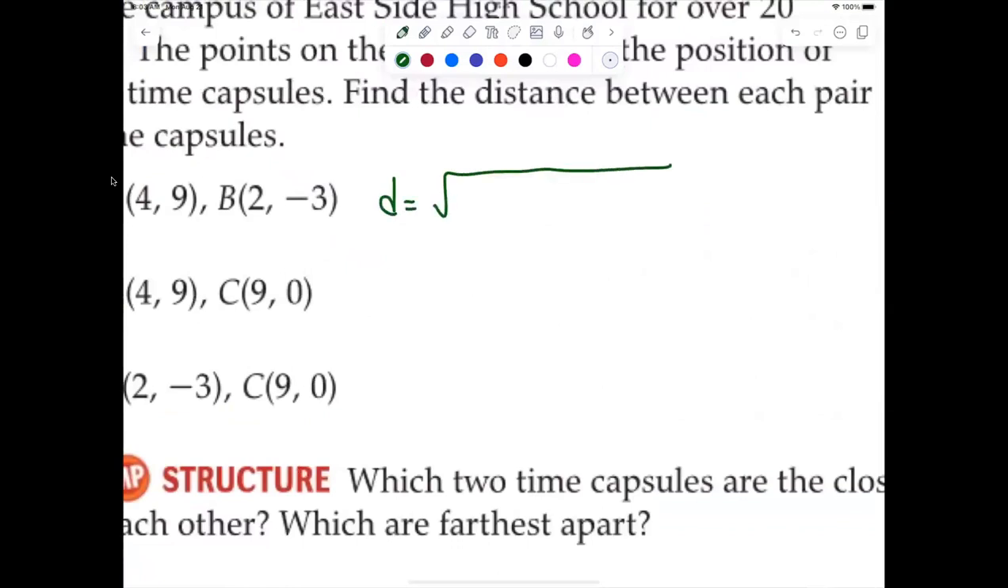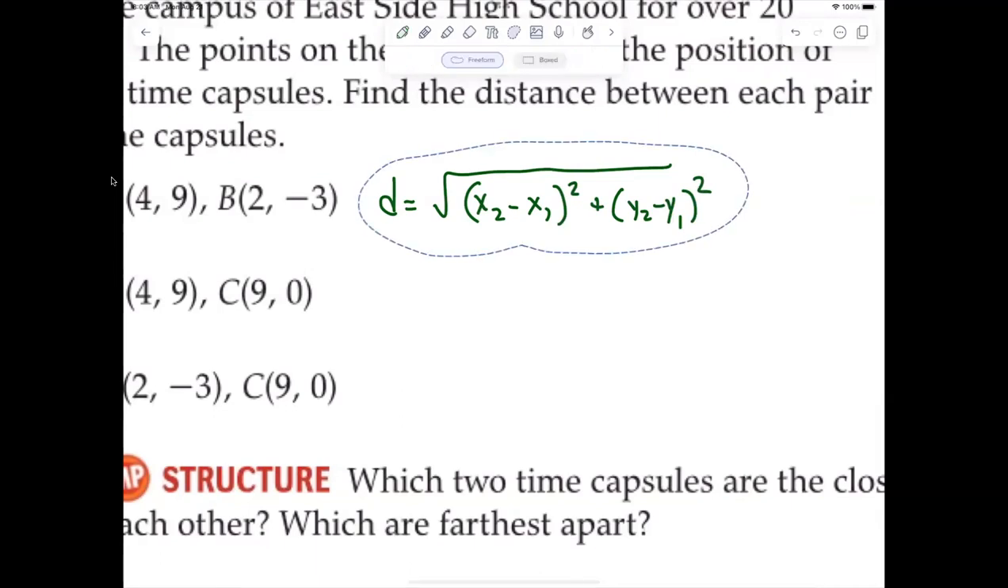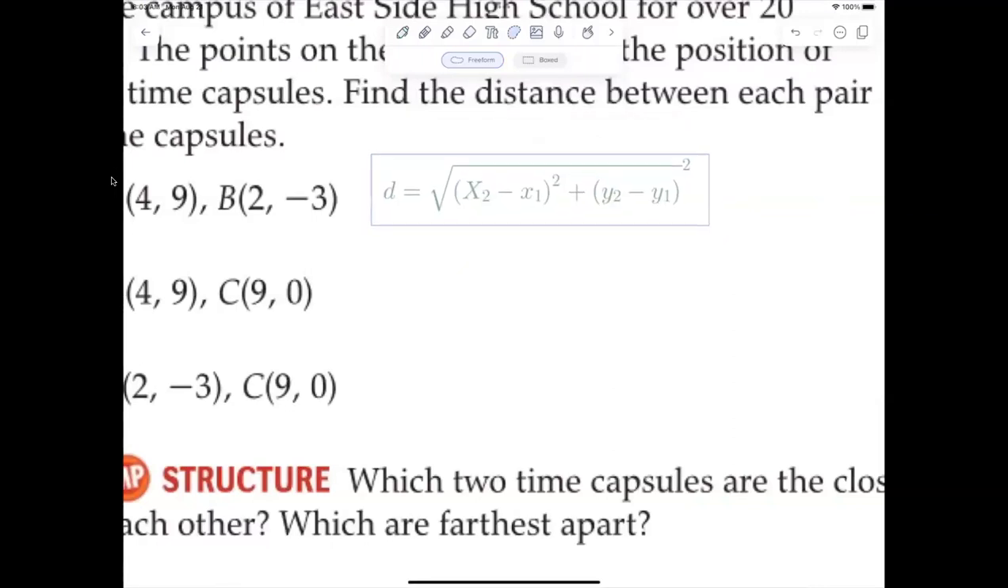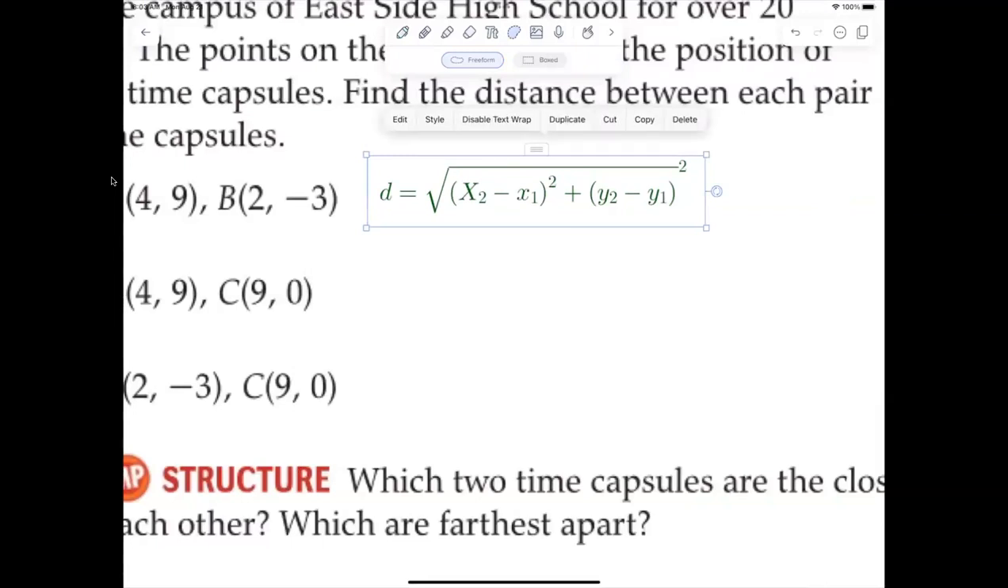X2, a radical, parentheses x2 minus x1 squared, plus parentheses y2 minus y1 squared. You are brilliant. That is, of course, the distance formula. Now what I would like to show you is how they come up with that formula.